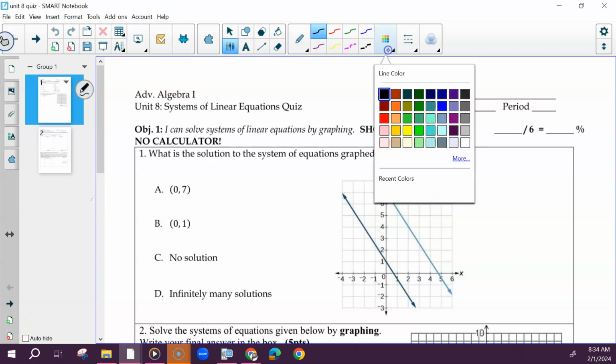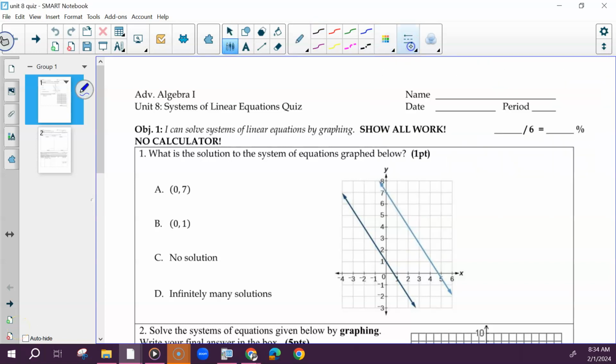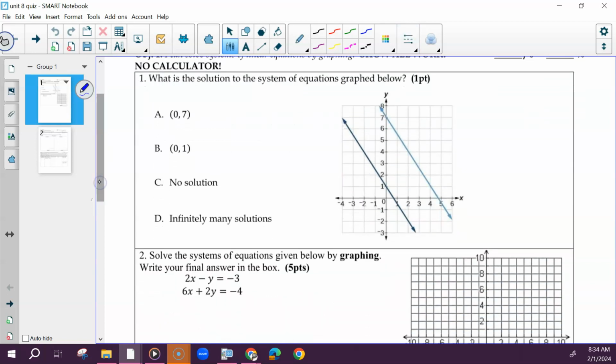Let's talk about some common mistakes. So the first one, the solution was no solution. The parallel lines, they don't cross. You didn't really need an explanation or work for that one. If you provided one or work, that was fine, but you didn't need it. Questions on that first one?